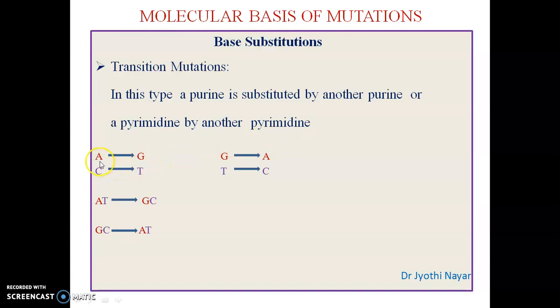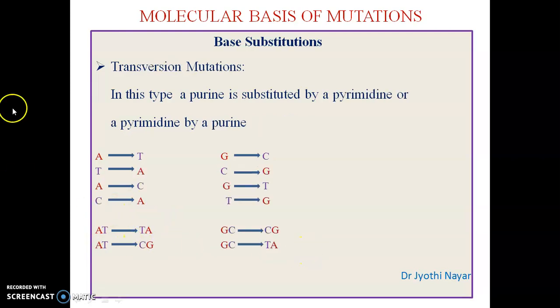Here you can see adenine and guanine are purines. So adenine is substituted by guanine, and guanine is substituted by adenine. Cytosine and thymine are pyrimidines. Cytosine is substituted by thymine, and thymine by cytosine. This results in AT to GC or GC to AT change.